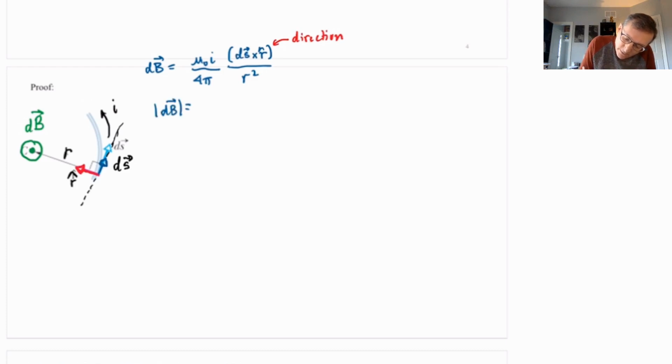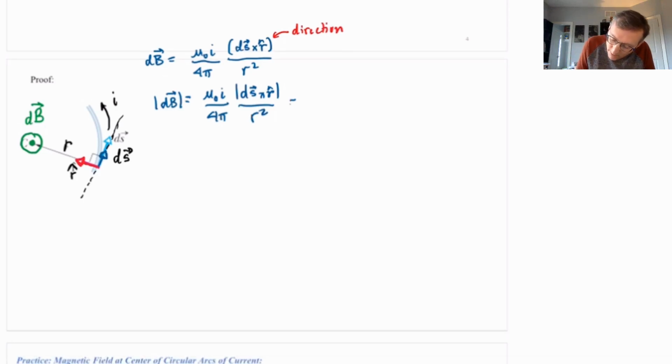So that's mu0 I over 4 pi, magnitude of ds cross r hat over r squared. And use what I know about cross products. Magnitude of ds cross r hat would be the magnitude of ds times the magnitude of r hat, 1, times the sine of the angle between ds and r hat.